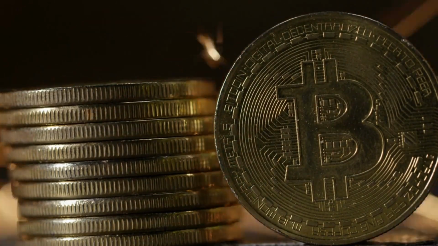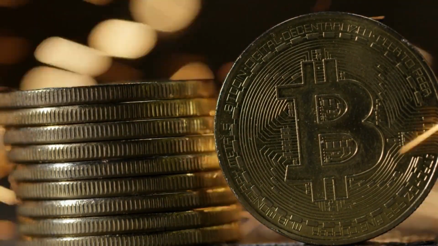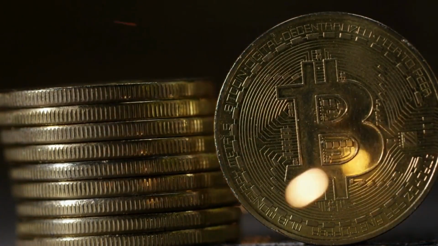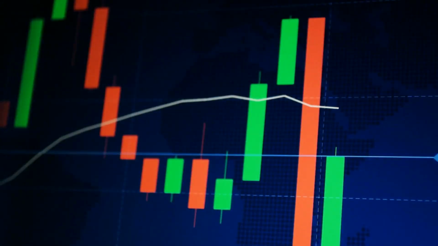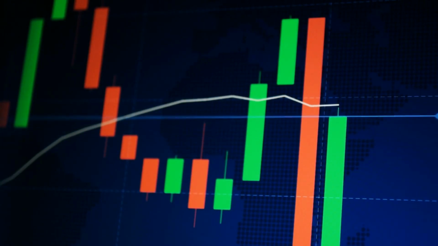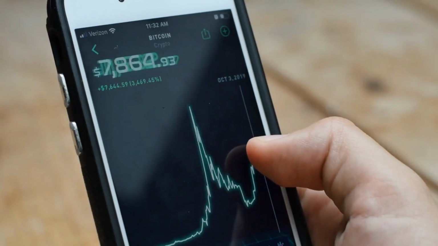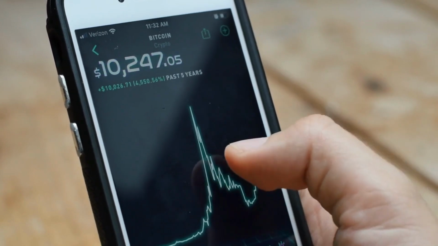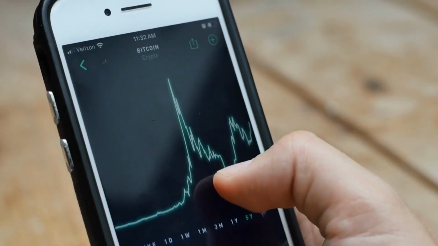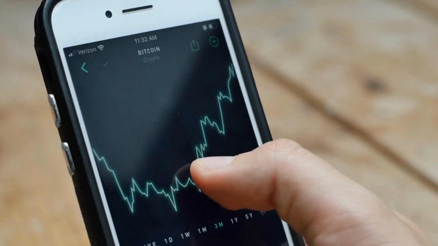V is for volatility and vigilance. Cryptocurrencies are renowned for their volatility, which refers to the unpredictable price fluctuations they experience. While volatility opens the door to significant profits, it also entails considerable risks. It's essential to exercise caution, conduct thorough research, and stay vigilant when investing in the crypto market.